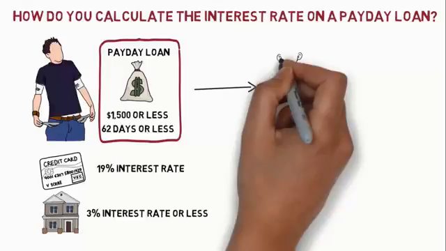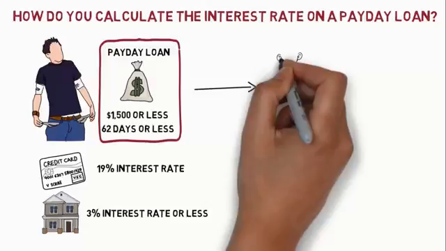How do you calculate the interest rate on a payday loan? A payday loan generally refers to a short-term loan of $1,500 or less with a term of 62 days or less. Normally when you borrow money, say for using a credit card or for your mortgage, the interest rate you are being charged is known.